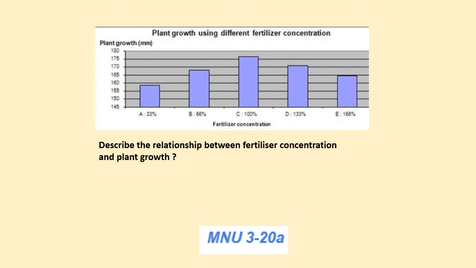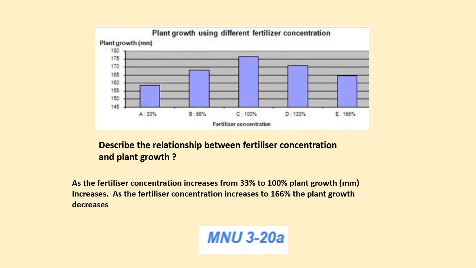So in that graph, what we can see is that as the fertilizer concentration increases from 33% up to 100%, the plant growth is increasing, but as the fertilizer concentration increases even more to 166%, the plant growth decreases. So we see one trend of it increasing up to 100, and then we see it decreasing again as the fertilizer concentration gets even higher. So that concludes or finishes S2 chemistry.